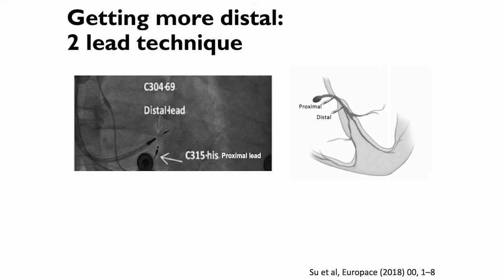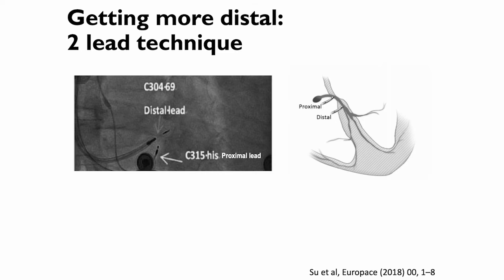To achieve a more distal site, you've seen this already again. If it's difficult and you're nervous to move the lead, take advantage of using a 2-lead technique. Okay? Use your first lead as a marker and place your second lead in a more distal location along the conduction system.